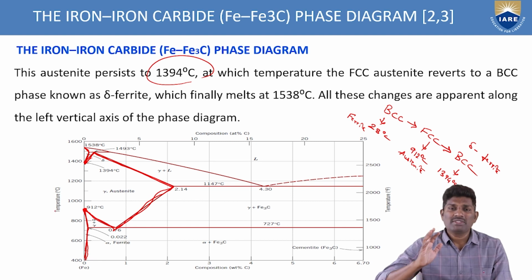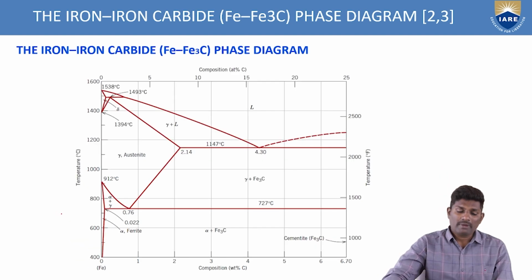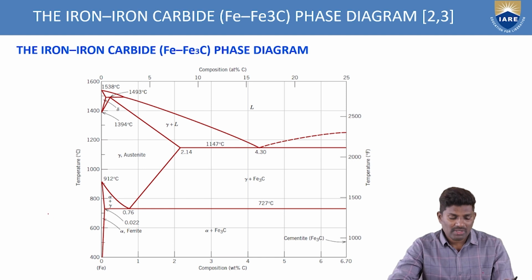That's why the Gibbs phase rule is very, very important in order to identify the externally controlled variables or how many phases are present. With the help of the Gibbs phase rule only, we are trying to draw the phase diagram. So here you can clearly see how it is transforming. Initially it is in the ferrite form, and slowly it is coming to austenite. And if you see here, you can get the delta ferrite.